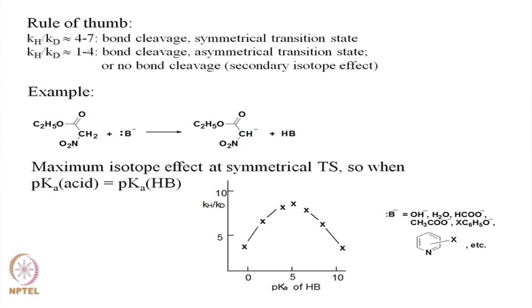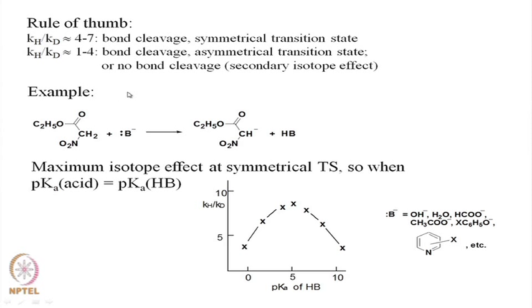Okay. So, in that case you can expect this kinetic isotope effect, that is kH by kD, close to 7, but in all other cases it is less than that, because in other cases pKa of the acid is not equal to pKa of HB. So, it is an interesting observation and interesting conclusion.